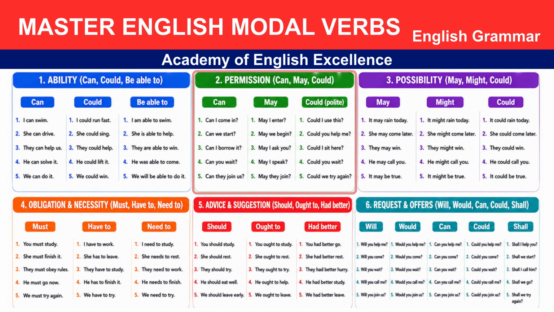Now, let's move to the next one, permission. We use modal verbs to ask or give permission, such as can, may, and could. Here are some examples. Can. Can I come in? Can we start? Can I borrow it? Can you wait? Can they join us? Examples for may.